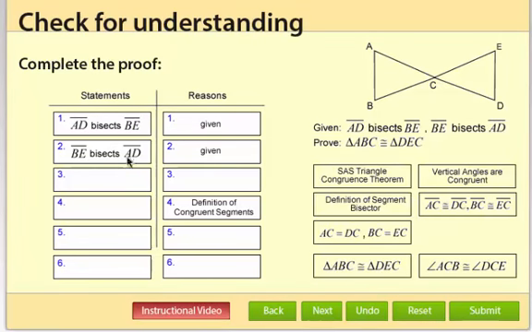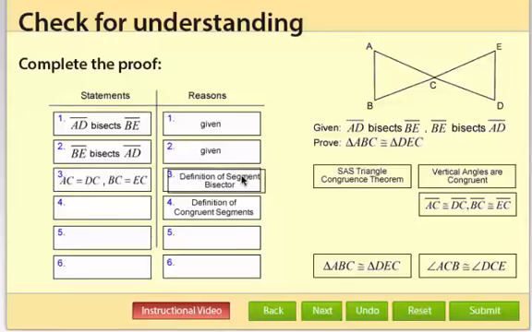And when segments bisect each other, well, the segments that are bisected have equal measures. So in other words, right here, AC has to equal DC, and BC has to equal EC. And the reason for that is the definition of a segment bisector.